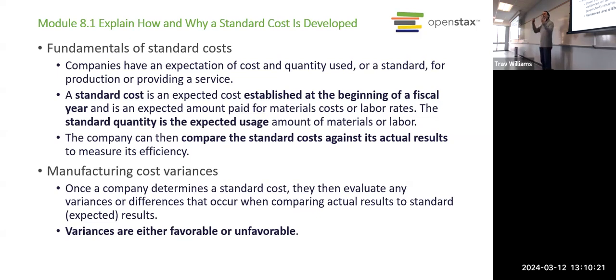Maybe we ended up paying more per pound for the materials that we bought, but we used less material than we thought we were going to use. Both of those would be a variance from the standard.